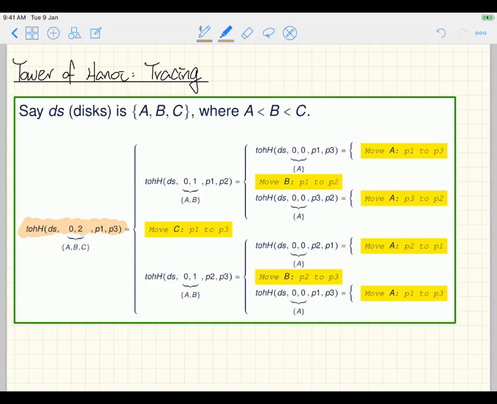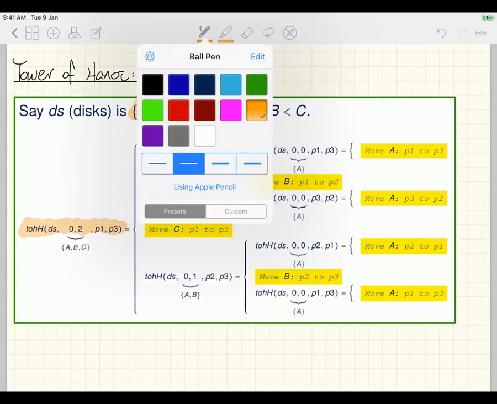So we're assuming that we only got 3 disks over here. We got A, the smallest one, B, the intermediate one, C, the largest one at the bottom. C, B, and A stack up. And this is how we start with.